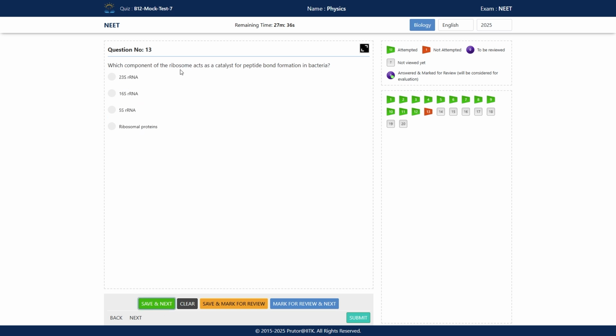Next one, which component of the ribosome acts as a catalyst for peptide bond formation in bacteria? Okay, is it 23S ribosomal RNA, 16S ribosomal RNA, 5S ribosomal RNA, or ribosomal proteins? Okay, so ribosomes are made up of ribosomal RNA. They have two subunits. So they are asking which component of the ribosome is involved in peptide bond formation in bacteria, which is a prokaryote. What is the answer?